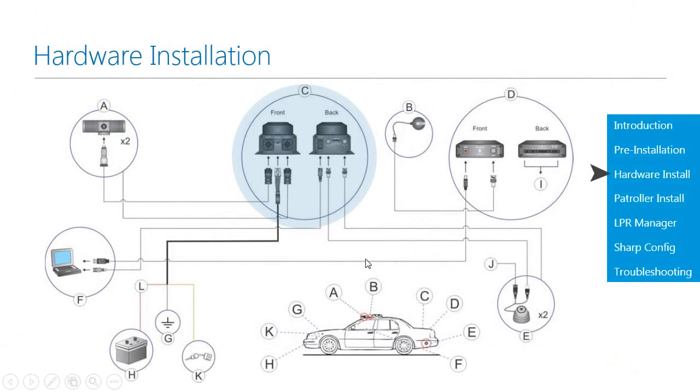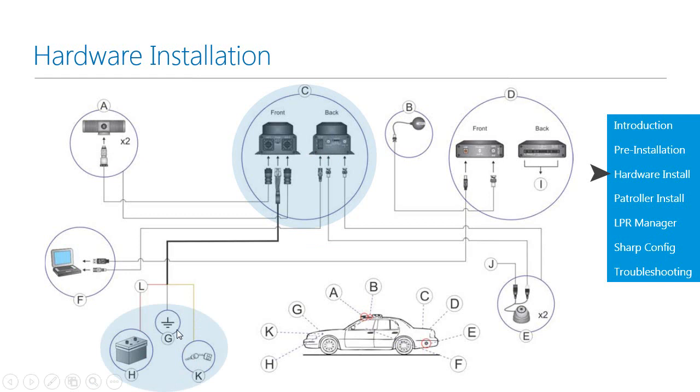Okay, so taking a look at the components and how they're connected, the basic hub of the Sharp system is the breakout box here. This is both the front and back view of it. It's one unit here. So basically this unit is connected to the battery of the vehicle, as well as the ignition, and it must be grounded as well.